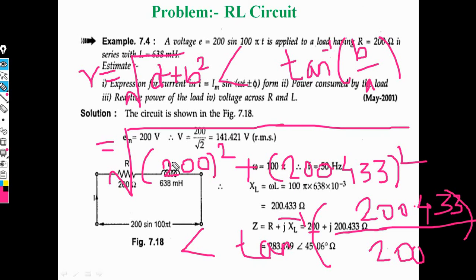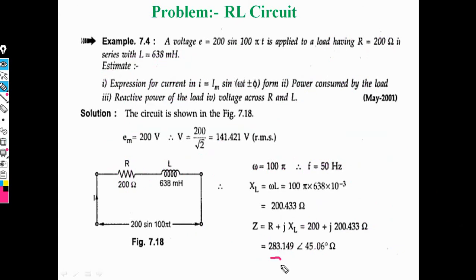Then all the values are calculated. Put the values in the calculator, or take another calculator, to calculate this square root and also tan inverse of 200.433 upon 200. Then we obtain the polar form. This is for R and this is for theta, so we obtain R less than theta. This is the polar form. That is how we convert rectangular to polar.